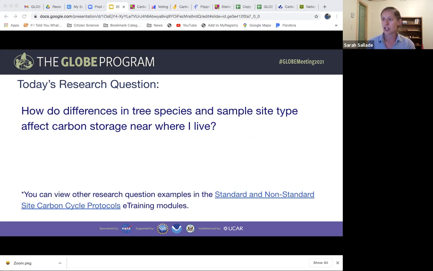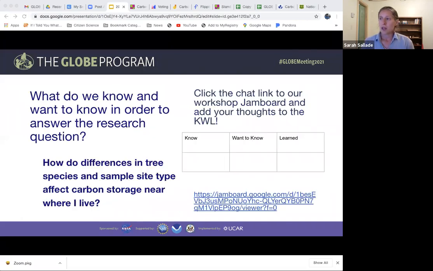So our focus question is, how do differences in tree species and sample site type affect carbon storage near where I live? So what do we need to know, and what do we already know about this question?